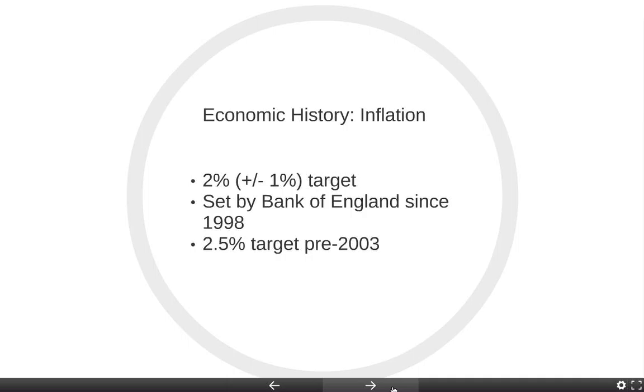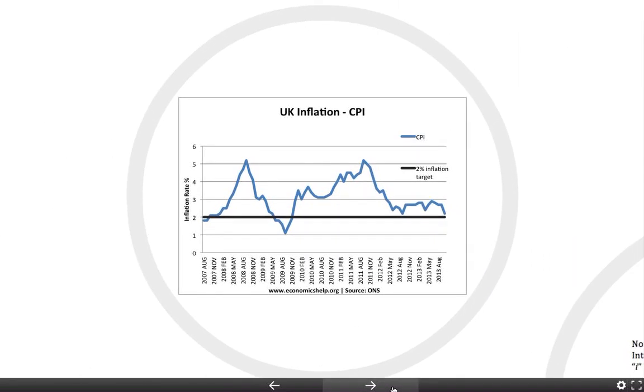Economic history, inflation. The UK has an inflation target of around 2%, plus or minus 1%. The job of meeting this target was handed over to the Monetary Policy Committee in the Bank of England in 1998. For 5 years, there was a target of 2.5%, before it was changed to 2% in 2003. This is the history of UK inflation. As we see, very rarely is it actually on the 2% target.